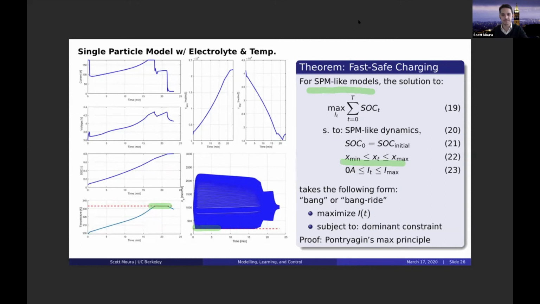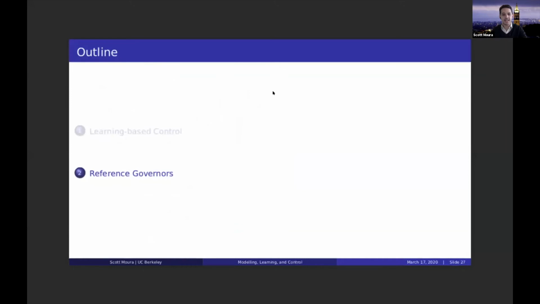over time. So given this insight that the optimal solutions, at least for these simplified models, these single particle-like models, look like maximize current, but ride these constraints, namely the dominant ones, which could change, that then leads you to think, well, perhaps we could just have some sort of algorithm which maximizes current, but then ensures the constraints are satisfied. So this leads us to what are known in the controls business as reference governors.